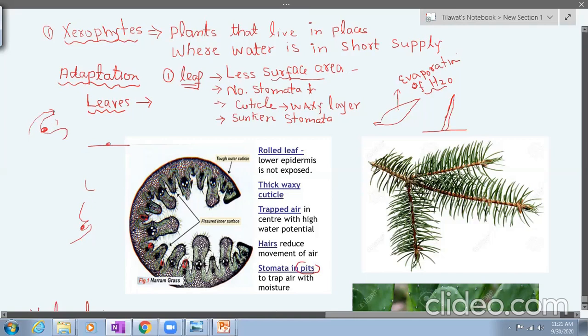The first thing is, it actually traps a layer of moisture here. Why does it trap moisture here? Because the stomata are not exposed directly to wind. Right? We know that wind will take water molecules in the air from one place to another. So when the stomata are in a groove or in a pit, it means they are inside, not exposed directly to the environment. So this pit helps the stomata hide from wind, and in that place, water molecules are there, so moisture will be more.